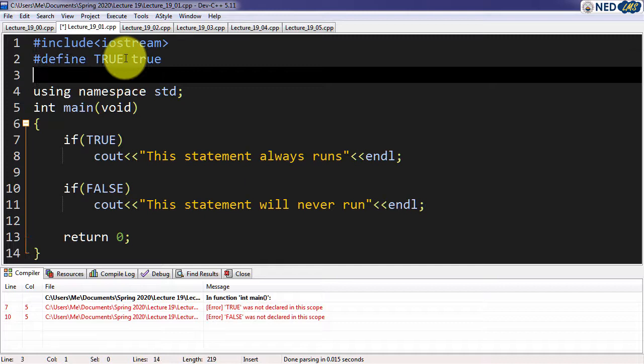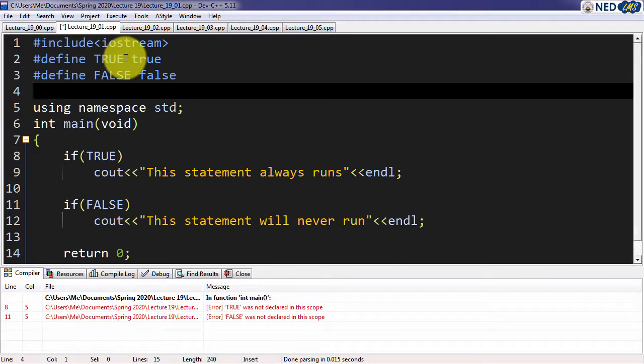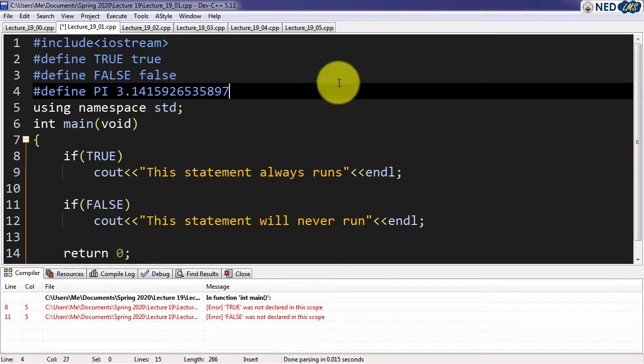with this small true, and I can define another false, I mean this false, with this false. I can also define some other constant if I want to, so I can just write define and PI. Let's take a look at the value of pi over here. The value of pi is 3.141, so I can just write 3.1415926535897, and it can go on and on. I think about 6 billion digits of pi have been known so far.